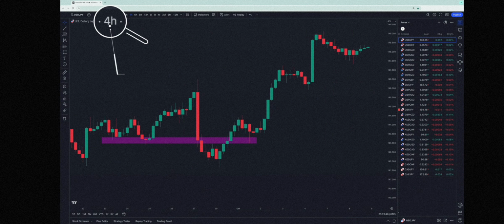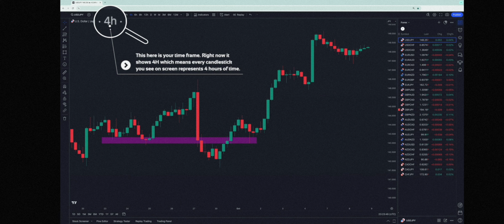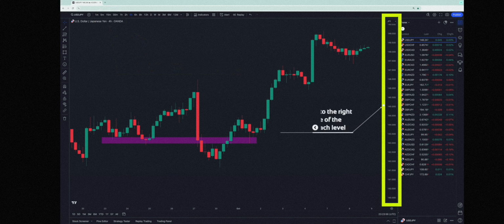Now let's go through this right on the charts. This here is your time frame. Right now it shows 4H, which means every candlestick you see on screen represents 4 hours of time. This here to the right is the price of the asset at each level.